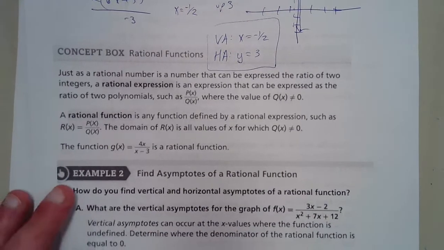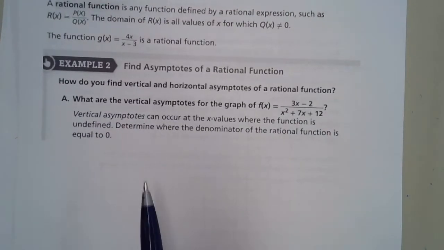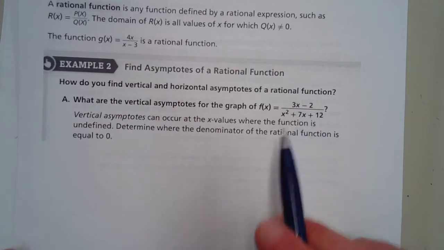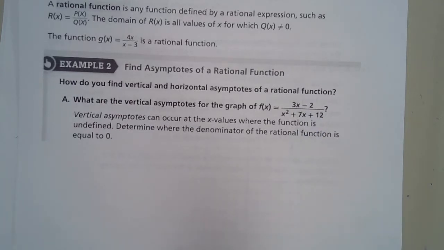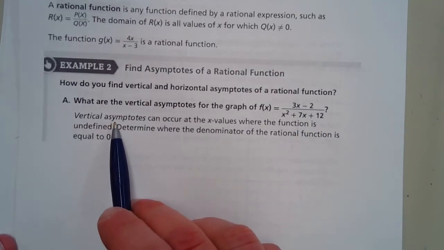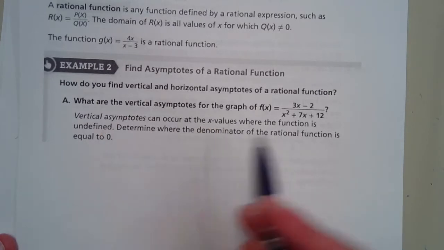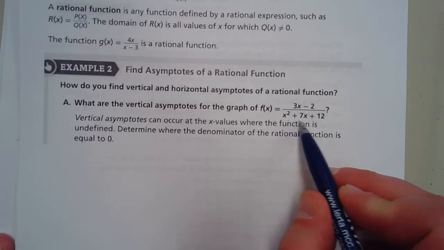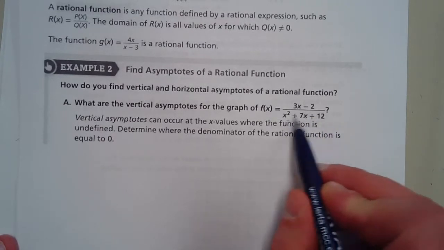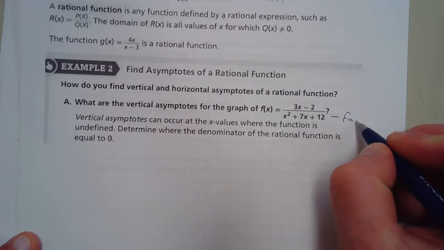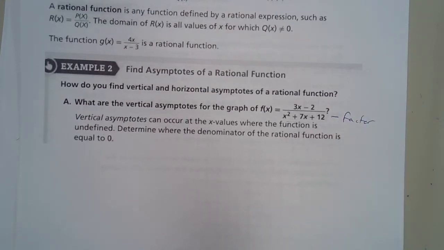So let's jump right to this example 2. It says, what are the vertical and horizontal asymptotes of this rational function? Here's the thought process. If you want to find the vertical asymptotes, those are the x values where it's undefined. In other words, they're the zeros of the denominator. It's whatever makes this denominator be 0. So your best route is to factor the denominator in order to see where its zeros are.